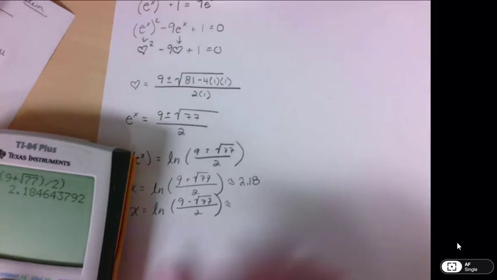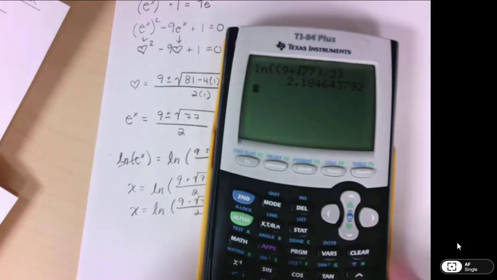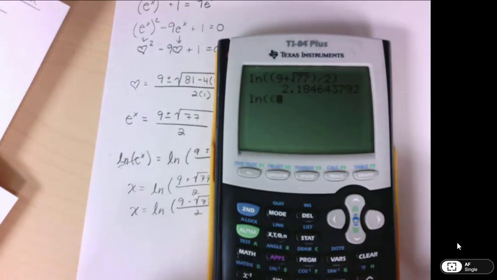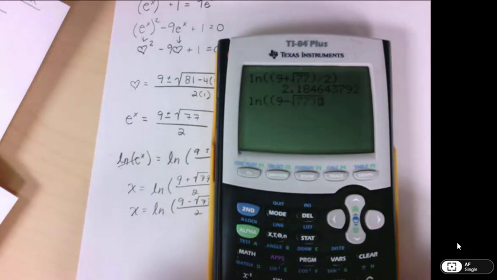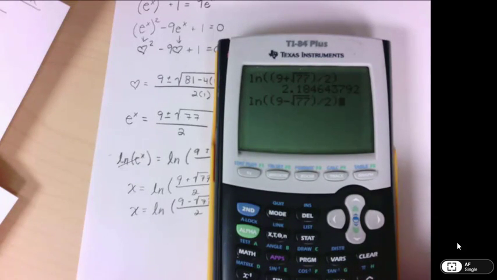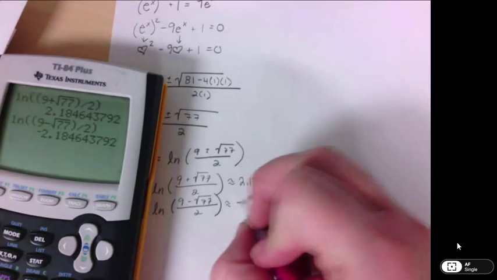And then the next one, you can do the same thing. Again, you'll click your natural log, then parentheses, 9 minus the square root of 77, all of that divided by 2. And it all has to be there. So then your second answer is about negative 2.1.